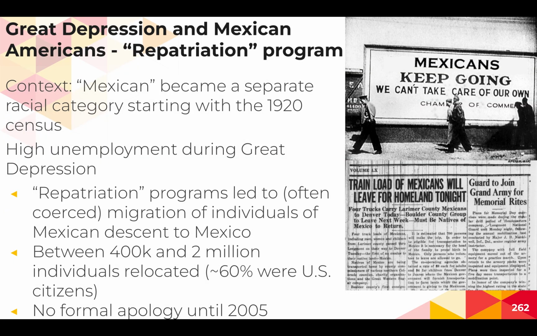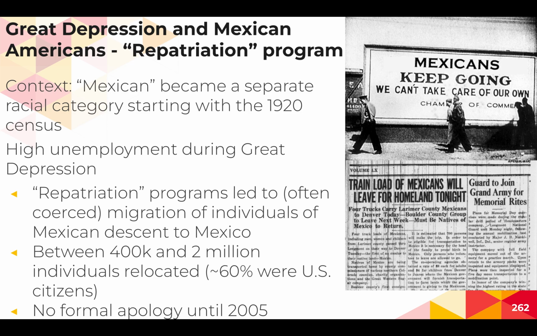So let's first dive into some local history for us in Los Angeles. This is a really important chapter that I don't think gets a lot of attention in most history textbooks. So what was Mexican repatriation, and what literally does repatriation mean?